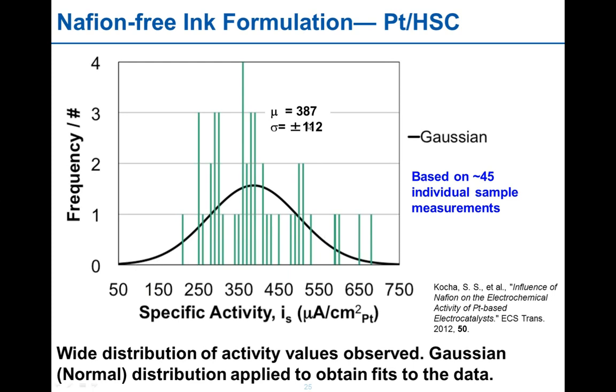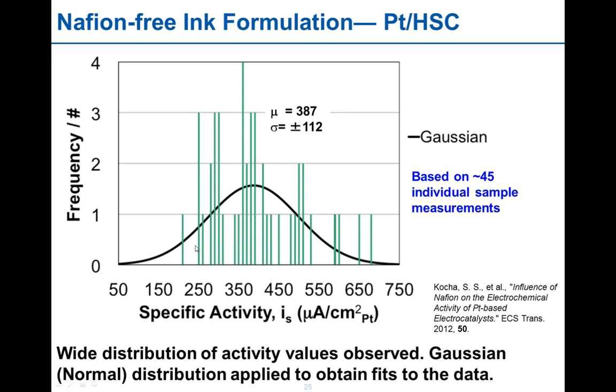None of these things really helped in the sense that, as you can look at the data, you have a mean of about 387 micrograms per centimeter square for the specific activity, but the standard deviation is very large. The data is basically scattered, and from day to day you would get different results. And so this data is completely unacceptable.